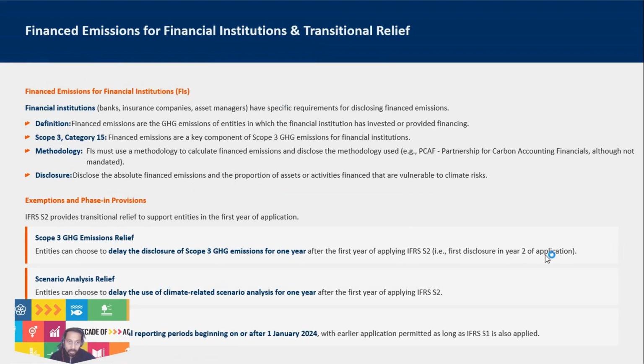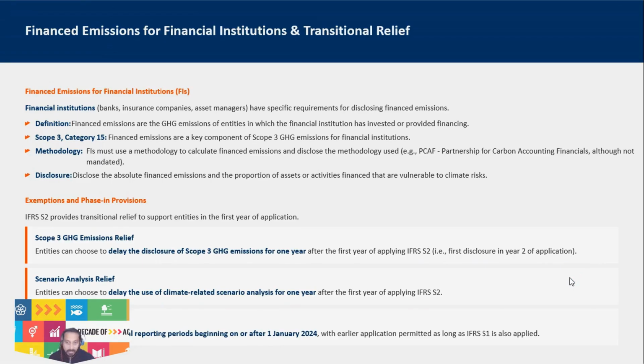A quick note for my friends who are working in banking and asset management companies: you have a special requirement under IFRS S2, that is scope 3 under financed emissions. Your scope 3 is essentially the emissions of the companies you lend to or invest in. So you must disclose these absolute emissions.